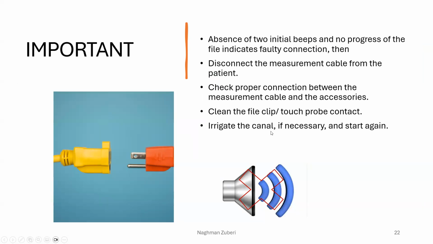And remember, don't let too much irrigant inside the canal. Dab using a cotton ball or maybe a paper point, so that there will be a very minimal amount of irrigant, if at all, left in the canal.